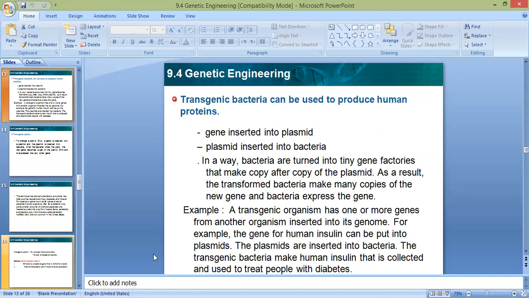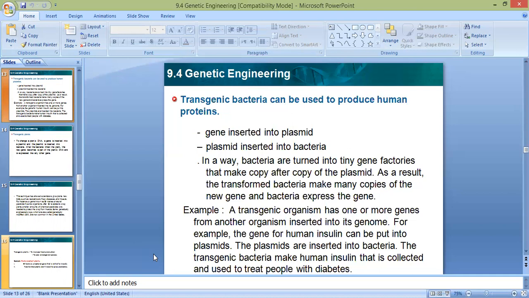Now, transgenic bacteria can be used to produce human protein. Okay? How? The gene is inserted into the plasmid, and the plasmid is inserted into bacteria. Now, in a way, bacteria are turned into tiny gene factories that make copy after copy of the plasmid. As a result, the transformed bacteria make many copies of the new gene. The bacteria start making many copies of the new gene and express the gene.